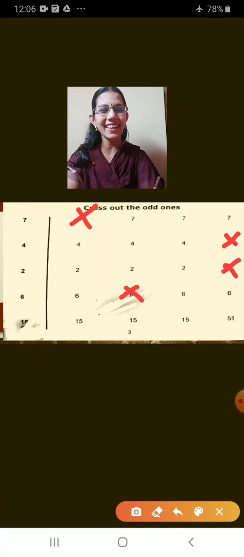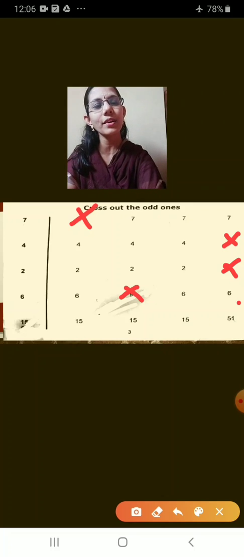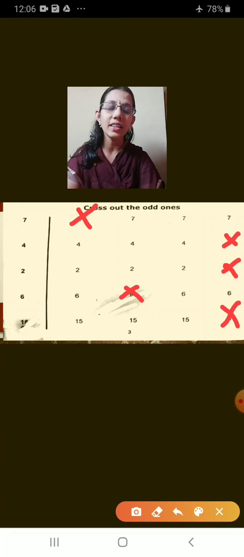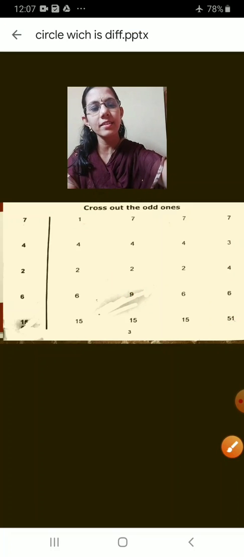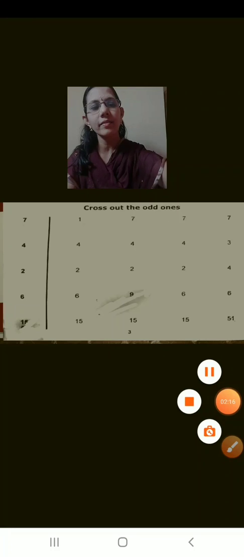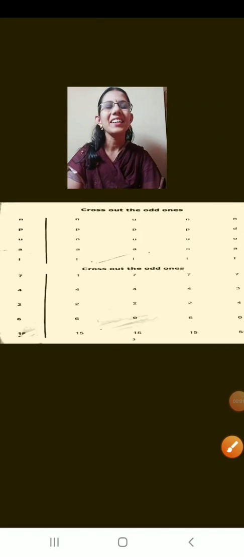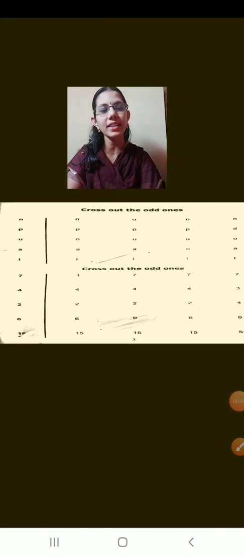What is the last line? I know you are happy. Good, good. 15, 15, 15, 51. So who is the odd man here? 51. We will cross 51. Got it? So this is the odd one we are crossing. Okay? Understood, children? Yes? Now you understood what the meaning is? Okay? Good. So this is the single page. We did half. Okay? Now you understood?